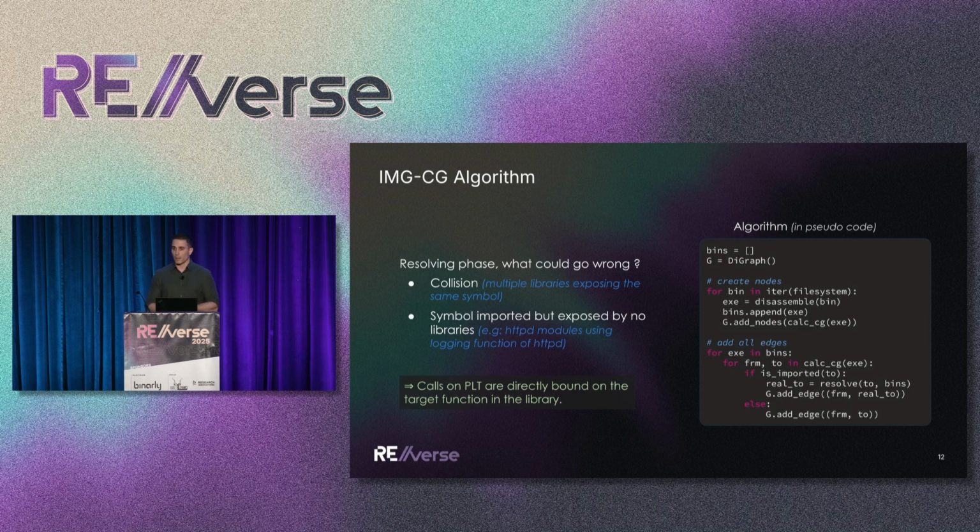Indeed, you might have some collisions because you import a symbol that is being exported by two different libraries. We have edge cases. For instance, we found in some HTTPD modules that the modules were importing functions which were not exposed by any other libraries. And when you compute that graph, in the ELF format, for instance, you have the PLT mechanism that allows you to jump to the target functions. We don't want this trampoline jump, so we want to bind the call directly to the target functions in the library.